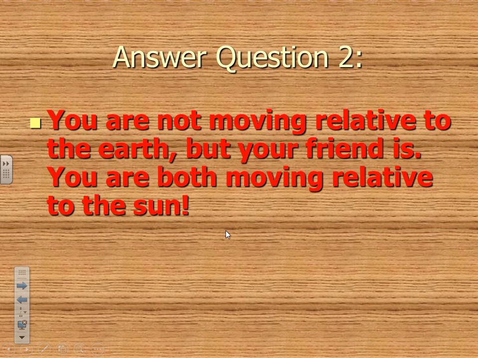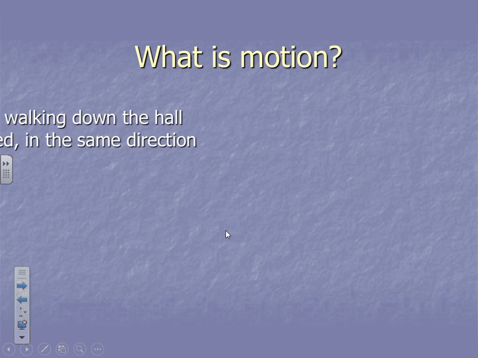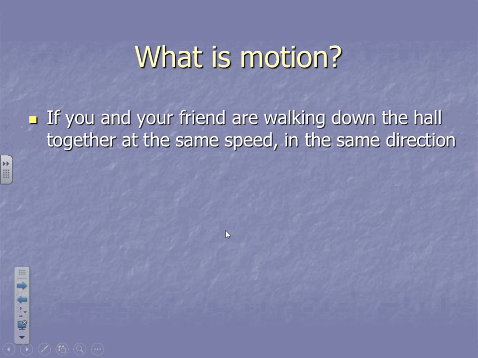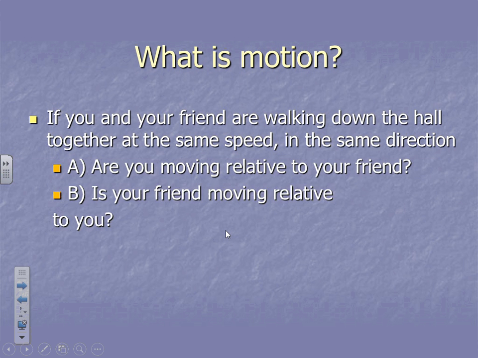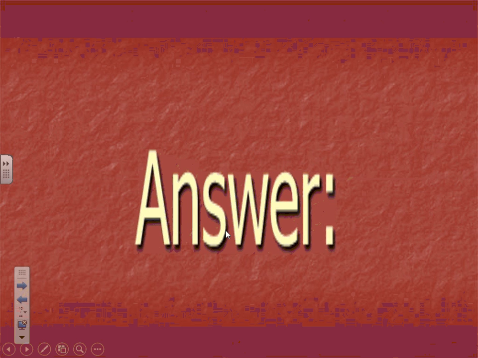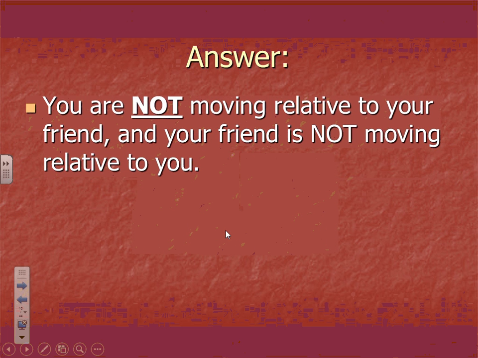Okay, let's ask another question. If you and your friend are walking down the hall together at the same speed in the same direction, are you moving relative to your friend? More importantly, is your friend moving relative to you? What's the obvious answer? Okay, you are not moving relative to your friend, and your friend is not moving relative to you. Again, why is that true?